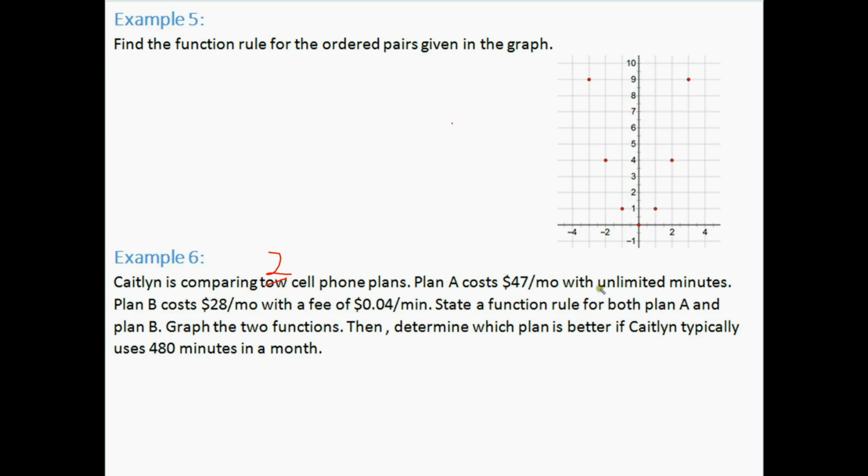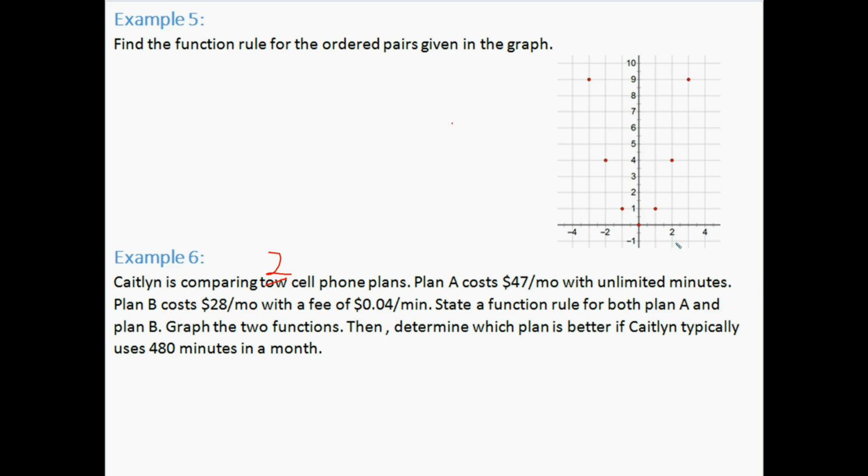Plan A is $47 a month with unlimited minutes. I think all of you know what that means. You can have as many minutes as you want, and you always pay $47. If you have 5 minutes, it's $47. If you have 5,000 minutes, it's $47. Plan B is $28 a month and then 4 cents a minute after that.